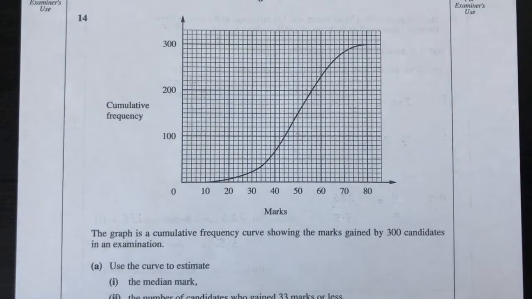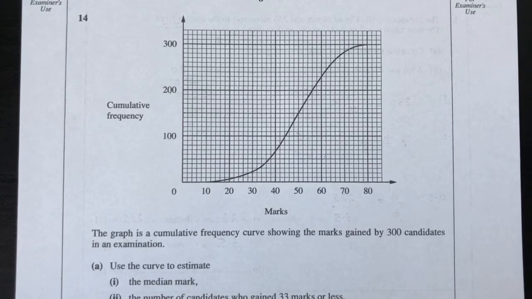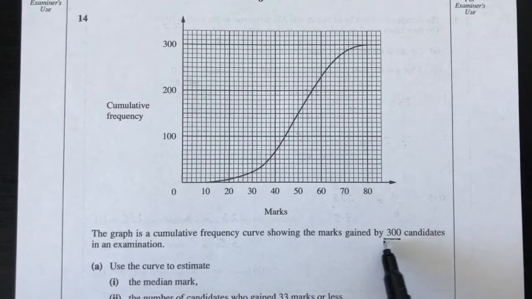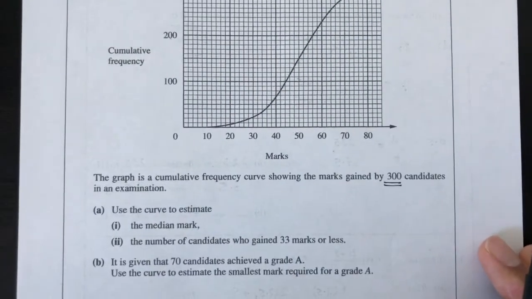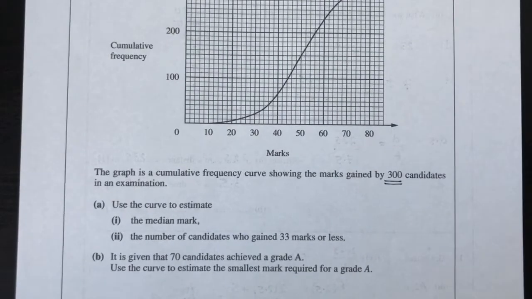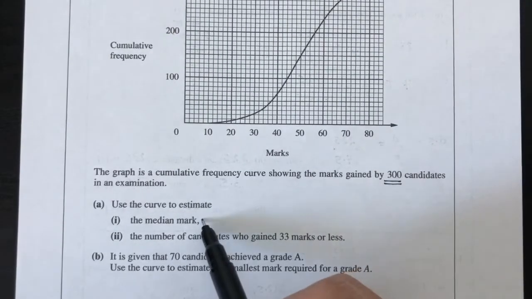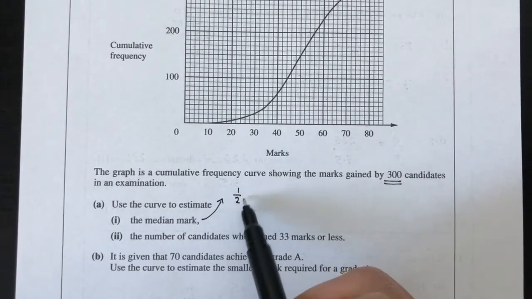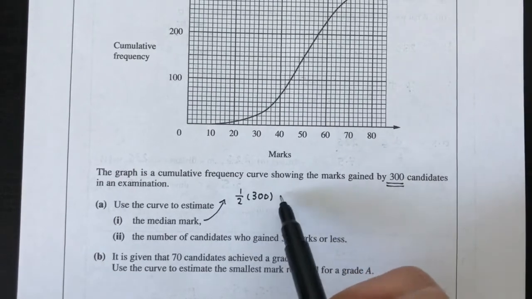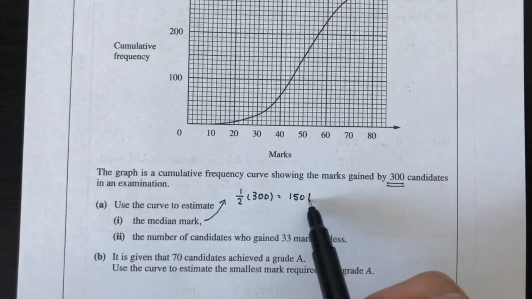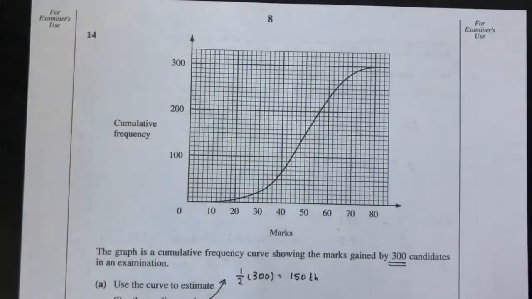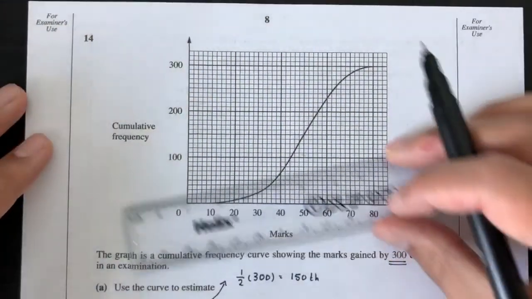Now let's move on to question 14. So we have a graph right here. The graph is a cumulative frequency curve showing the marks gained by 300 students. So we know in total we have 300 candidates. Now part A, we have to use the curve to estimate the median mark. So the median mark will be the middle value, which is half of 300. That will be the 150th value. So go to your graph, go to 150th and find the corresponding value.